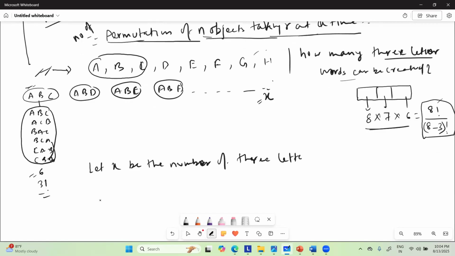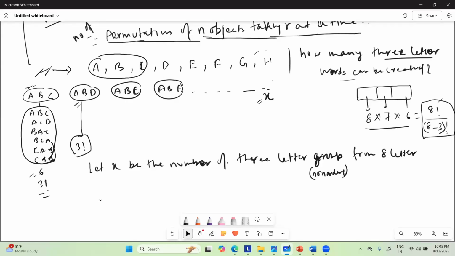समझ रहे हो ना मेरी बात? Group. We are with a group. I am not saying the word. ABD is just a group. With ABD, we can have 3 factorial words. So in a group, the arrangement is non-ordered. Groups are non-ordered. 3-letter groups from 8 letters.